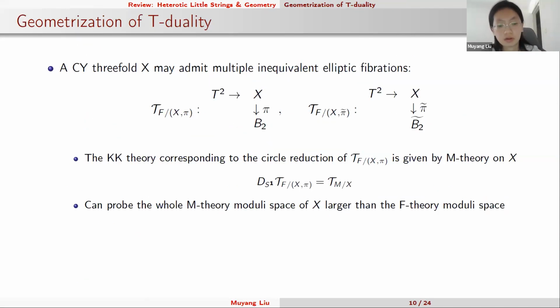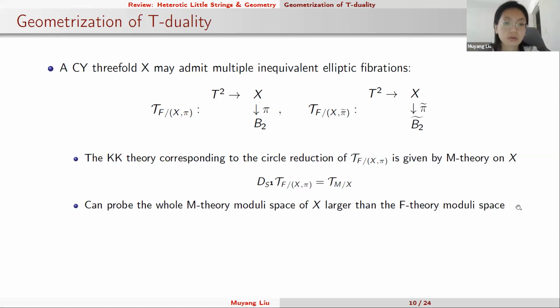The next step, after I talk about the geometrization of the 6D string series, is that we hope to interpret the T-dualities. This will be easily handled once you notice that the Calabi-Yau threefold X may admit multiple inequivalent fibration structures, as I denoted by pi and pi tilde here.